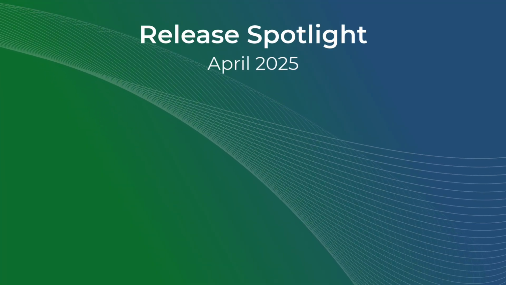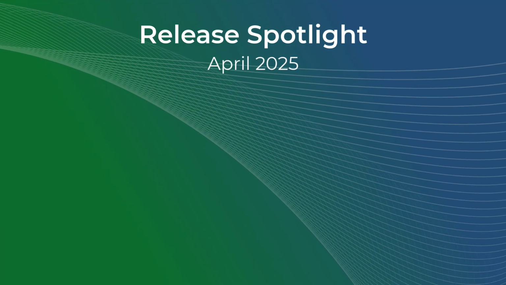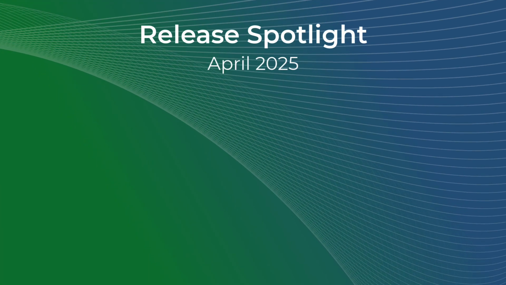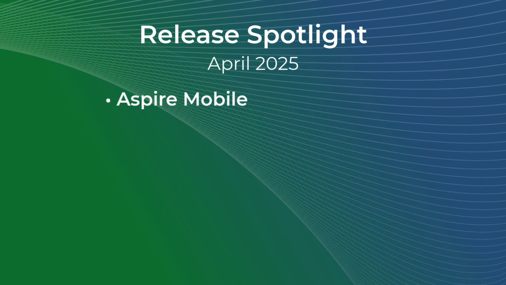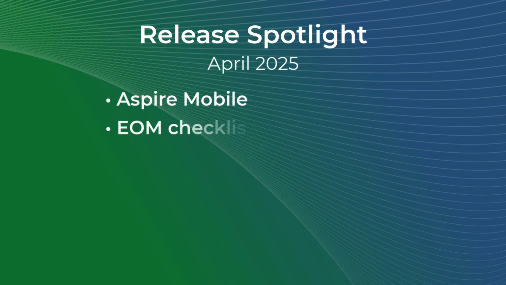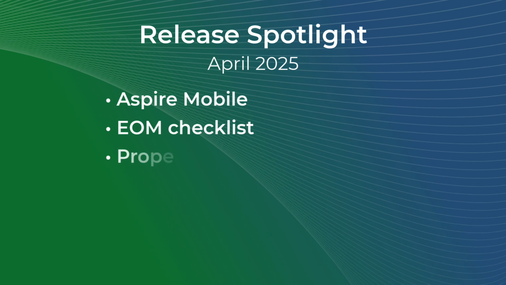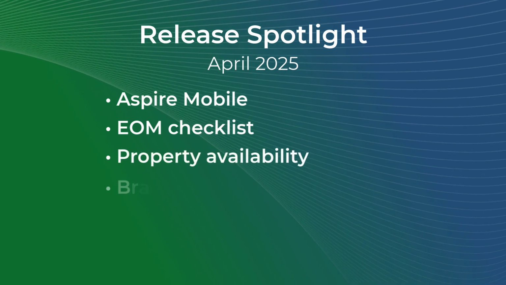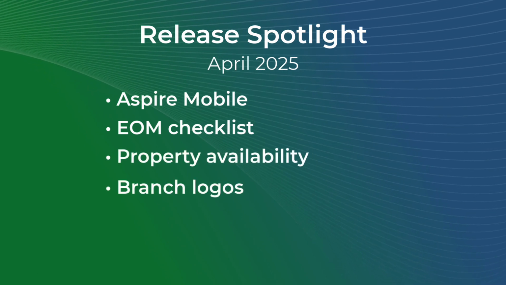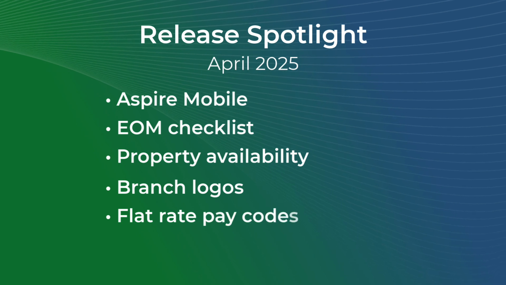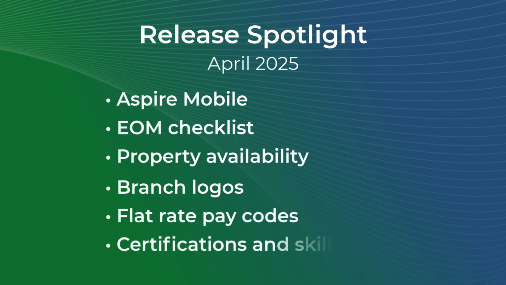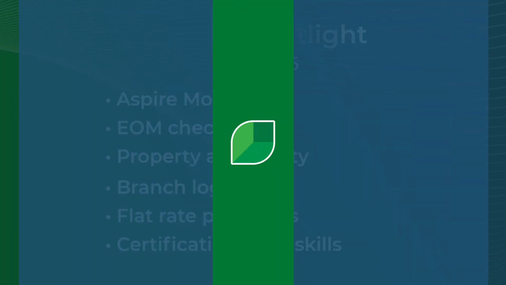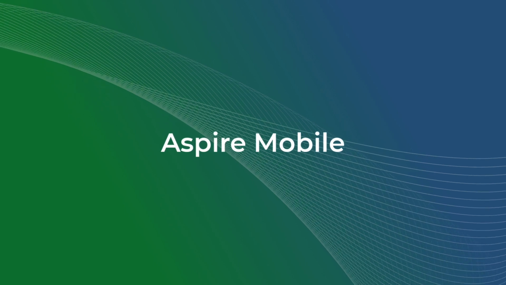In this new release, we've got some great new features to streamline your operations, including several Aspire mobile enhancements, an end-of-month checklist, the ability to add property availability, branch logos on electronic signature pages, flat rate pay codes, and certifications and skills. First, let's take a look at Aspire Mobile.